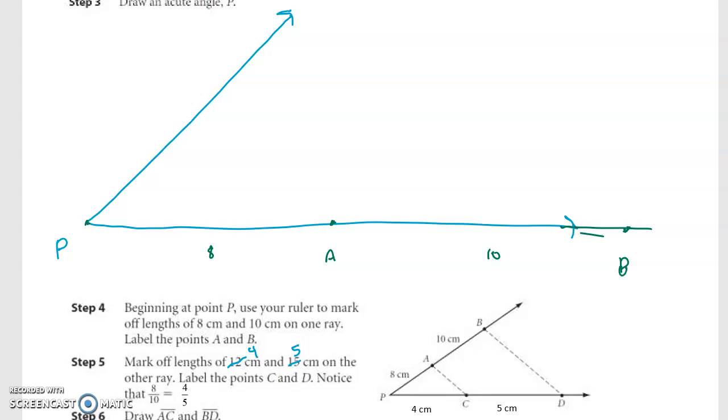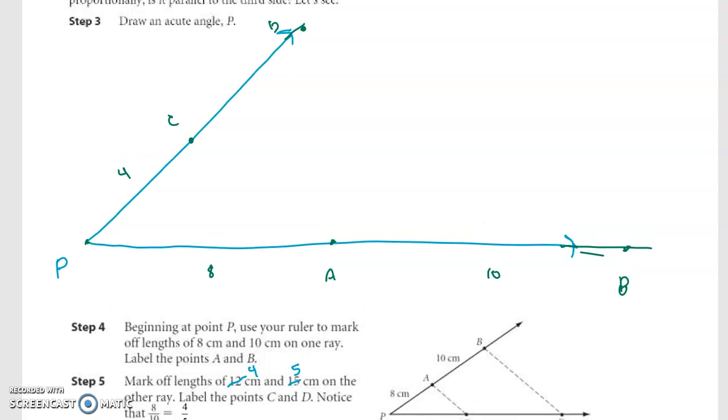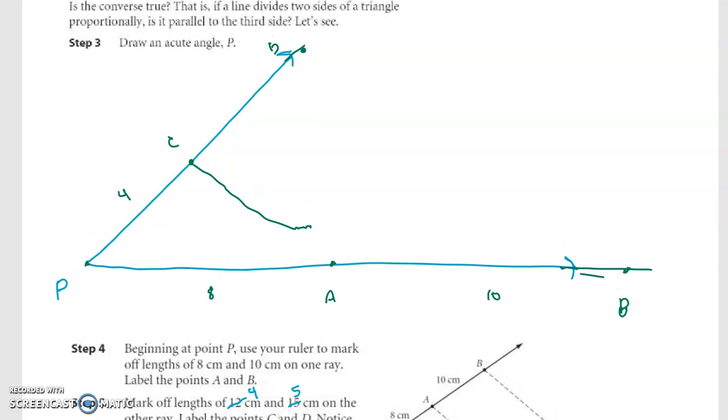So this will be 10 centimeters. Then on this ray, go 4 centimeters from point P and label point D. And again, use your ruler to do this, and go 5 centimeters from point C and label it D. And then what they want you to do is, oh, everybody's getting all wiggly.